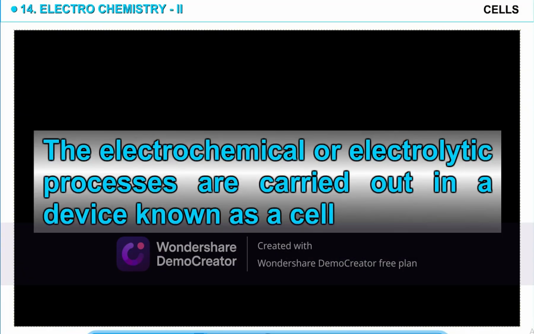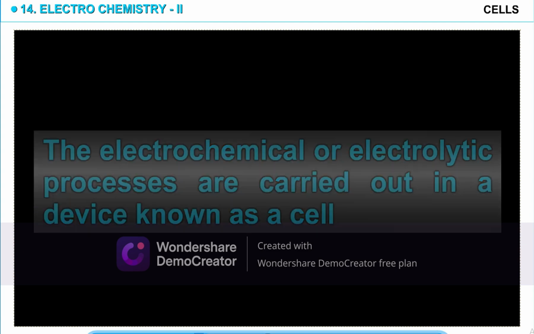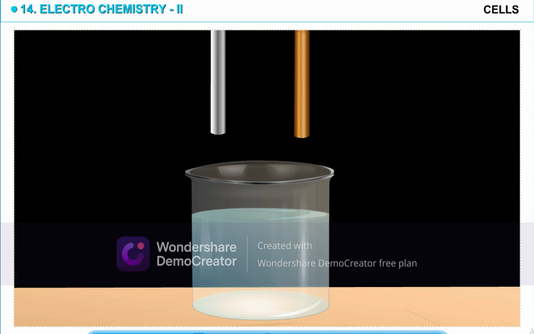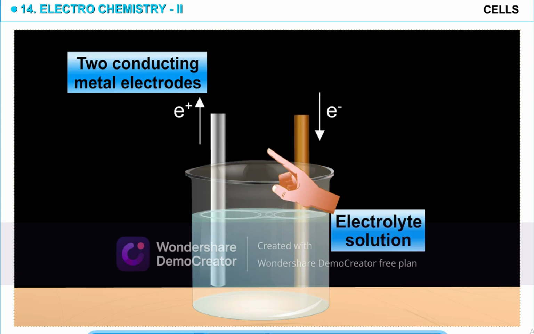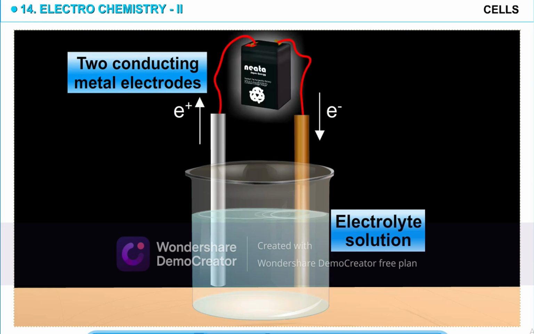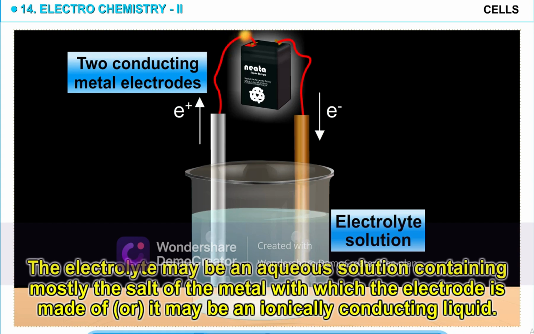Electrolytic processes are carried out in a device known as a cell. An electrolytic or electrochemical cell consists of two conducting metal electrodes in contact with an electrolyte solution, which separates them or placed separately in compartments containing suitable electrolytes. The electrolyte may be an aqueous solution containing mostly the salt of the metal with which the electrode is made of, or it may be an ionically conducting liquid.